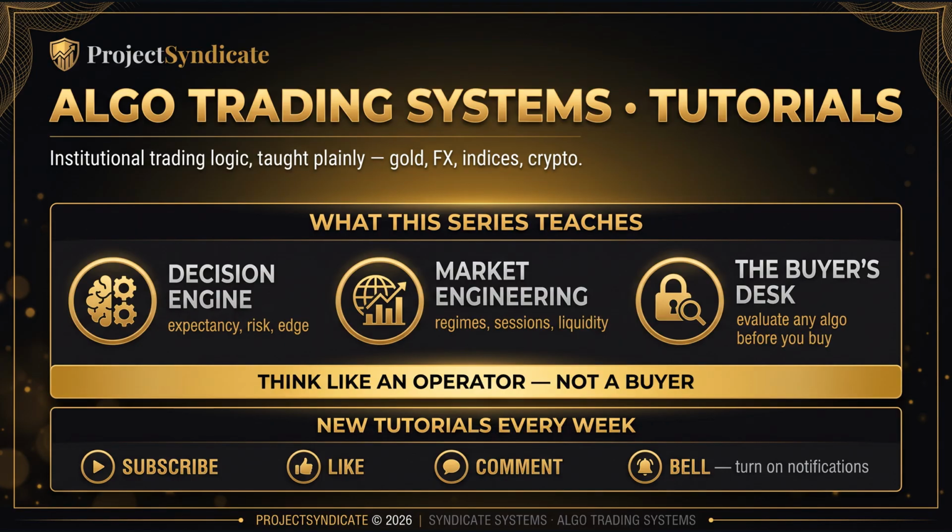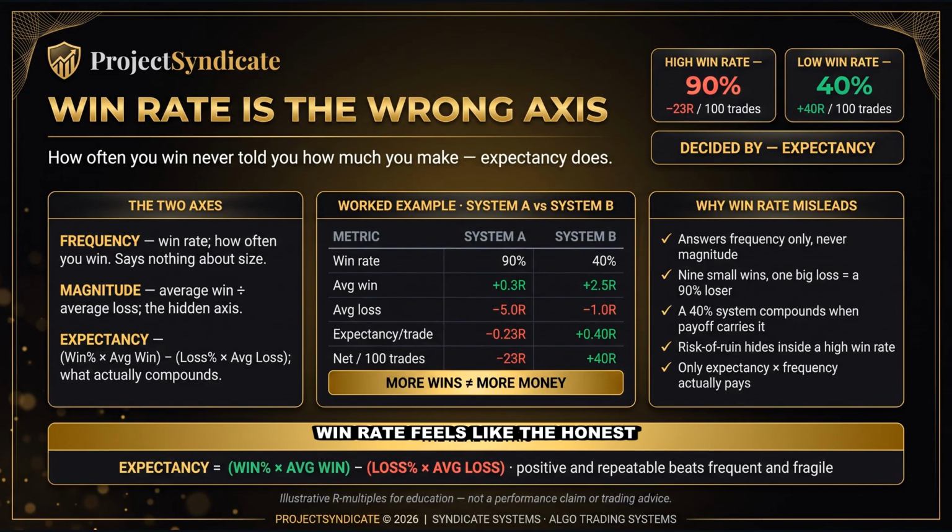Let's begin. Win rate feels like the honest number, the first thing every vendor prints and every beginner optimizes. But it answers only one question: how often you're right. It says nothing about how much you make when you win, or lose when you're wrong. Those are two different axes.